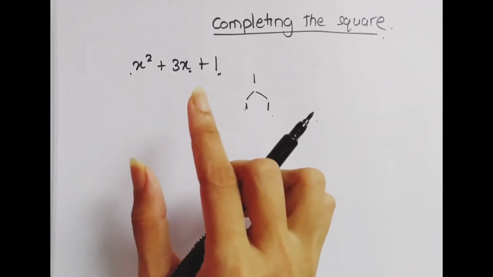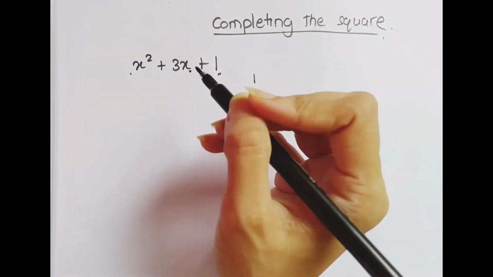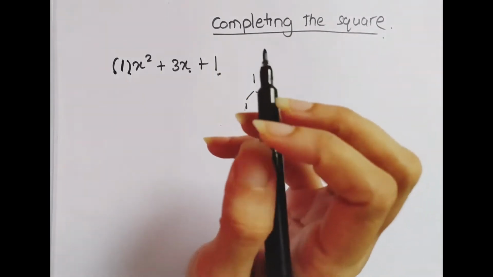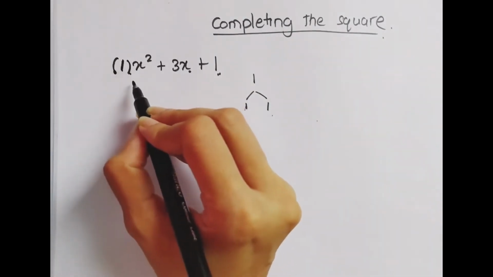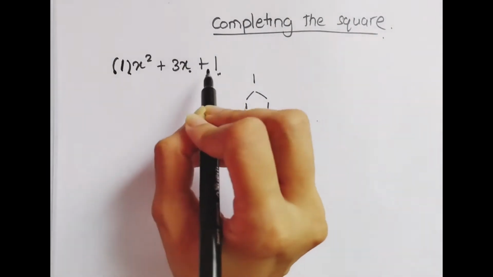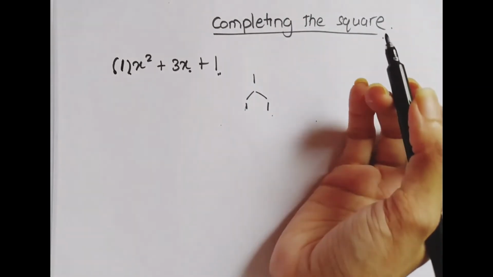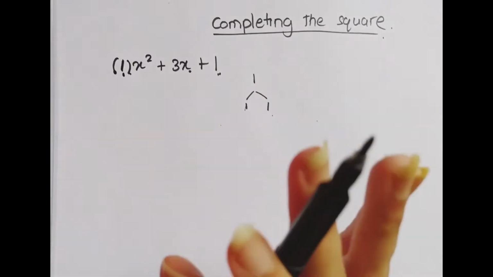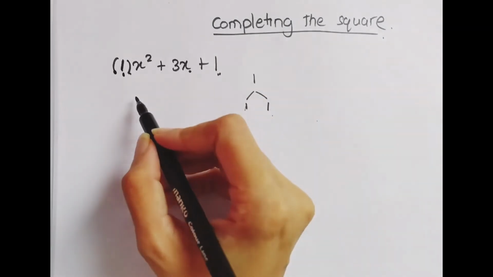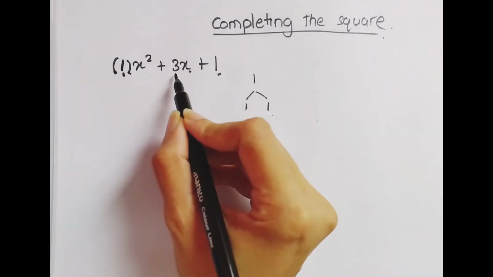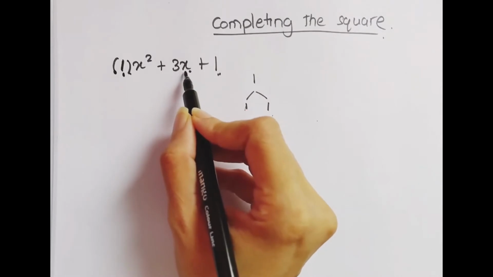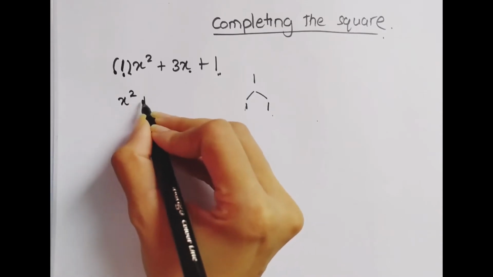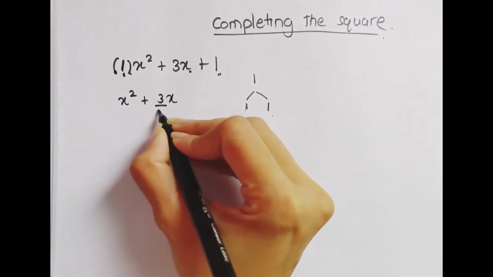To do completing the square, you must remember that the coefficient of x squared should be 1. If it is something else, then you have to divide the whole equation or whole expression by that number. We'll do a sum like that, then you will understand. In my case, this coefficient is 1, so I don't have to do anything. For my second step, I'll divide the coefficient of x by 2. Only the coefficient of x.